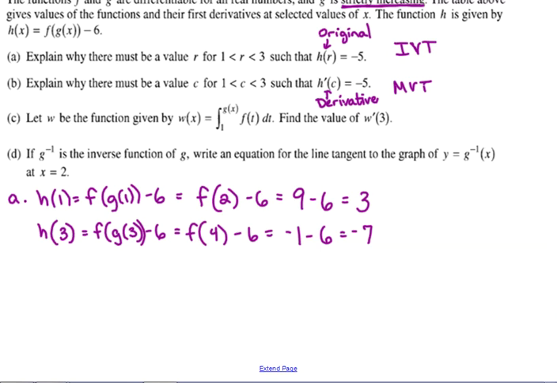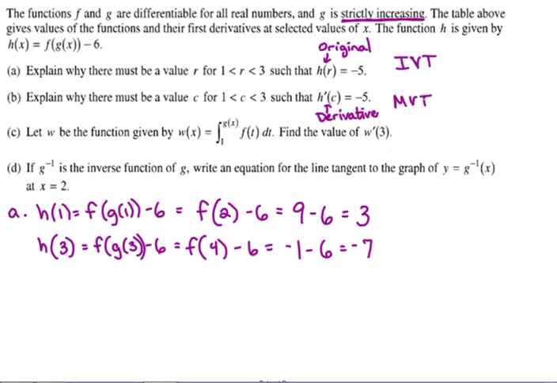All right, so what's the one condition for being able to apply the intermediate value theorem? Continuous, okay? Now, they didn't tell us that it was continuous, but f and g are differentiable. If they are differentiable, then they are continuous. If those functions are continuous, then its composition is continuous. So I don't think you have to go through that whole explanation. I would just say h of x is continuous.